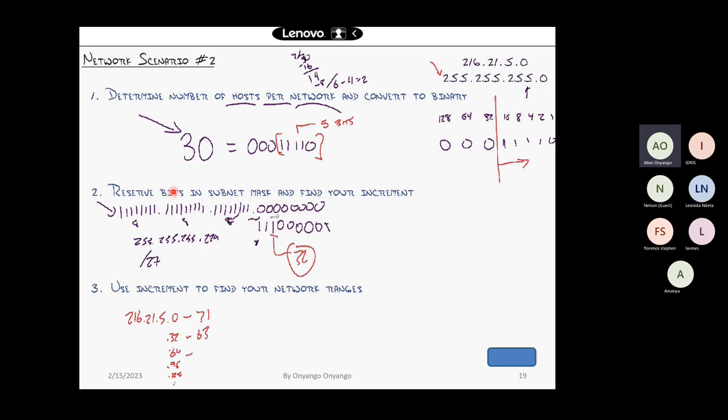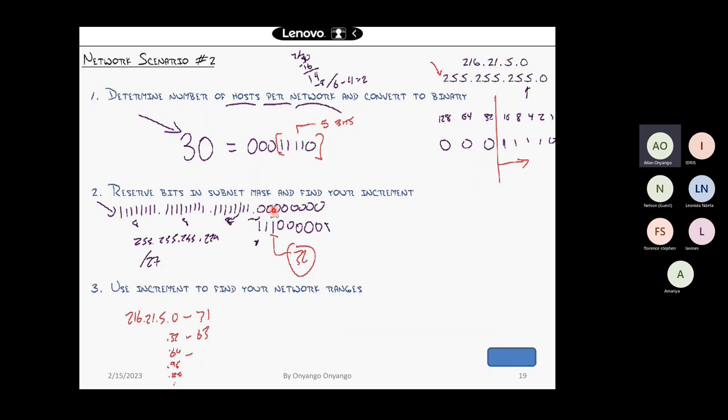Once we get our 5 bits, since we are talking about hosts, it means we're going to do what? We are going to reserve the bits. And since we are going to reserve, let us see how reserving is done. To reserve the bits, again, it is class C. The subnet mask is the same. So write your subnet mask into binary.